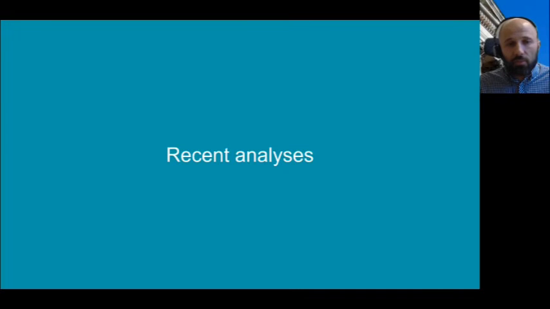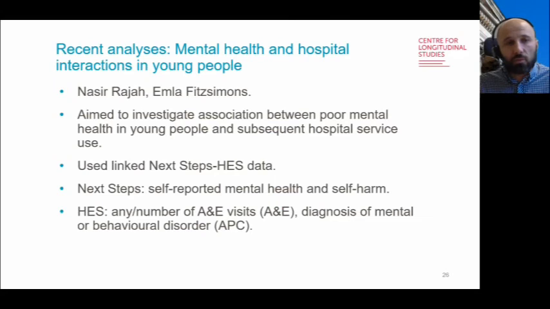So a couple of recent analyses to just quickly look at, just to demonstrate the kind of work that we've been doing. This first one I wasn't involved in directly, but it's a more applied analysis, thinking about the association between poor mental health in young people and subsequent hospital service use. So this was using the linkage of the HES data into Next Steps cohort data.